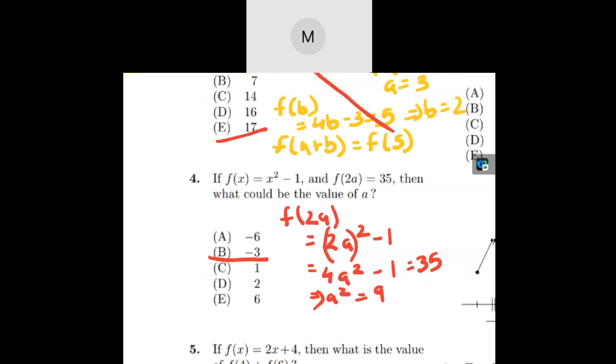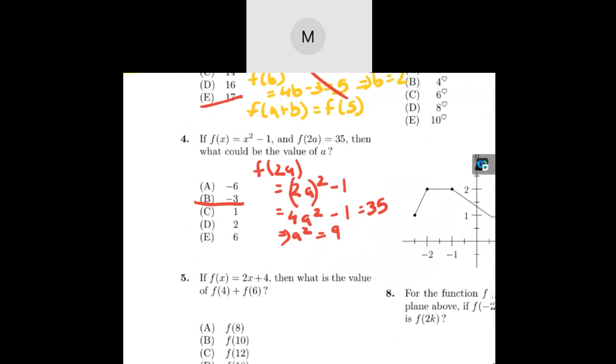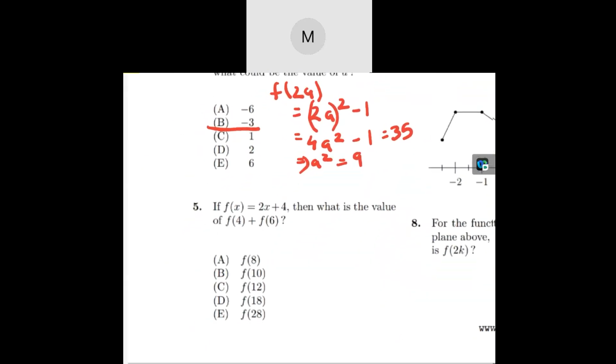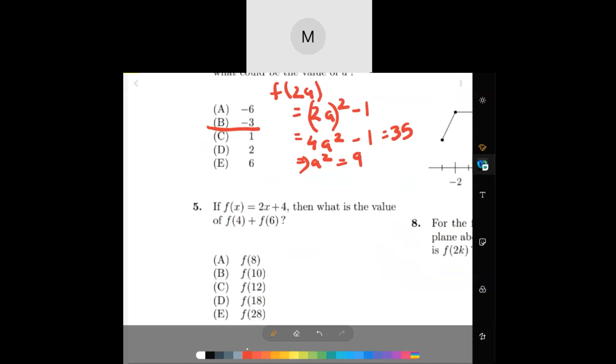At this point, we have been maintaining a speed of at least 1 question per minute, and that's what you really need to do in the SAT. Again, a very similar question. Let's do this one a little faster.